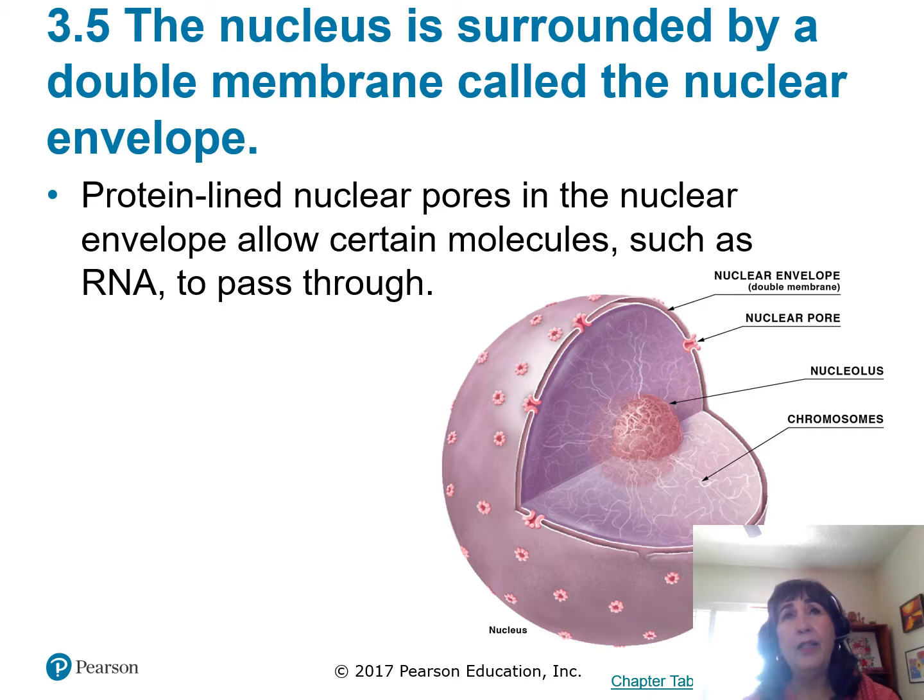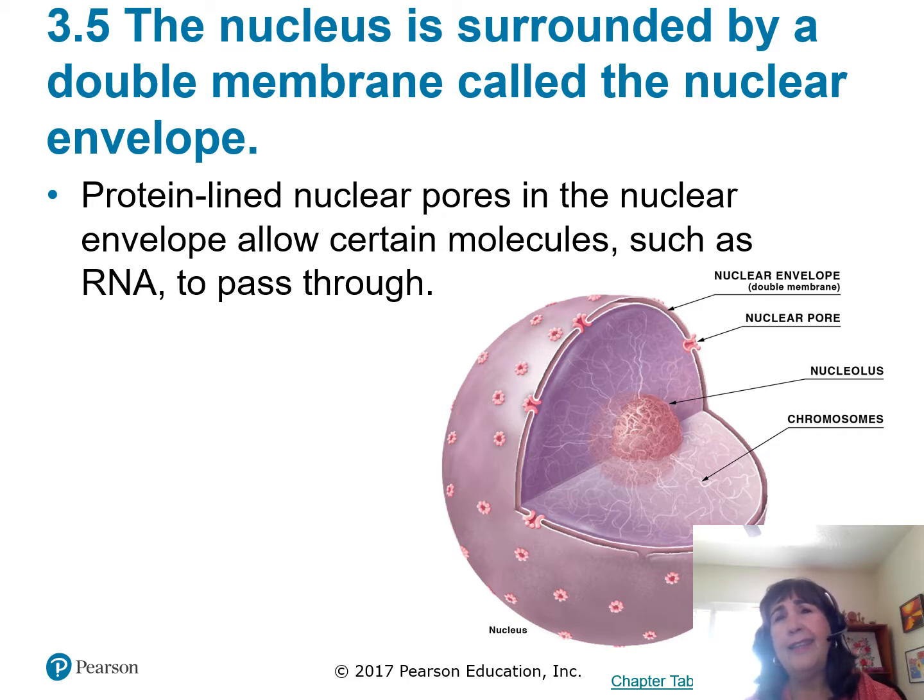The nucleus is surrounded by a double membrane called the nuclear envelope. So this is an up-close look of the nuclear envelope, and you can see that it has 2 membranes. The other thing that you can see is that it has a lot of little openings, little divots inside. So it has these little pores, and in these pores, materials can travel in and out of the nucleus.